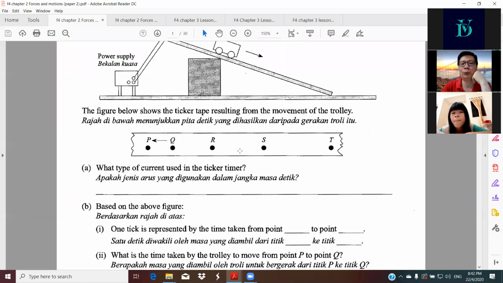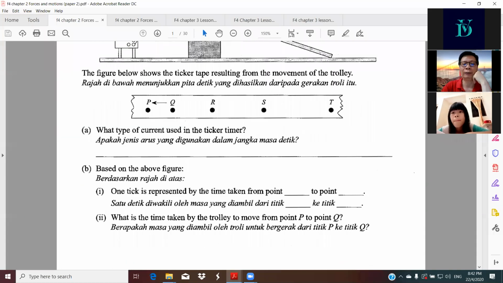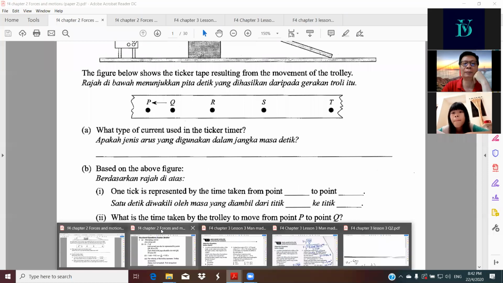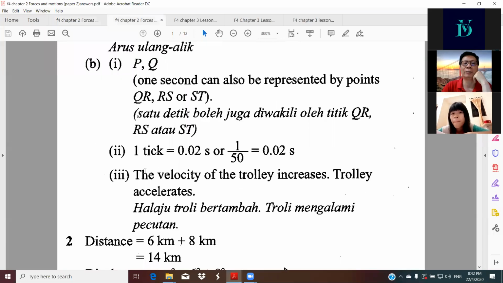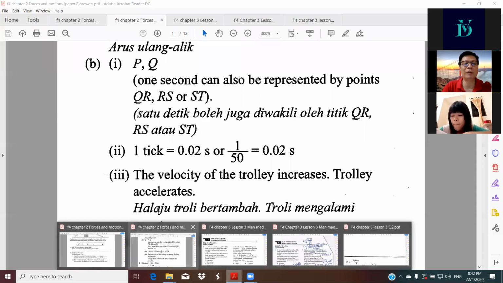So the type of motion here, you can guess that. The answer is velocity of trolley increases. Velocity increases. Trolley accelerates. You can give either one answer. Velocity of trolley increases, or you say the trolley accelerates. So that should be question number 1. Now we move on to question number 2.